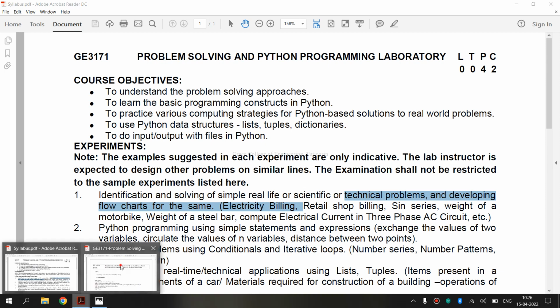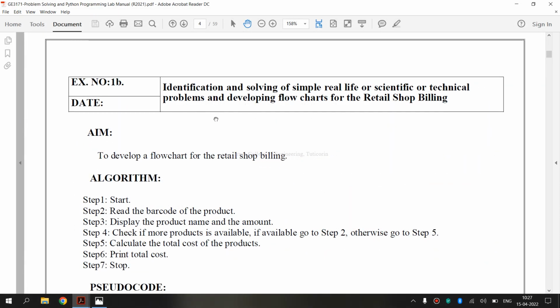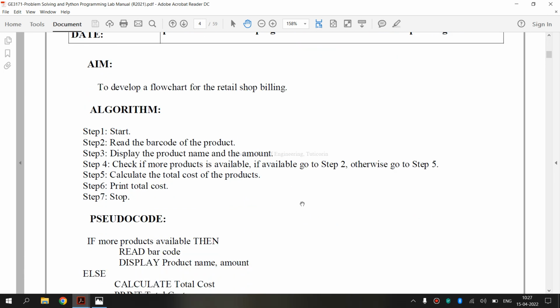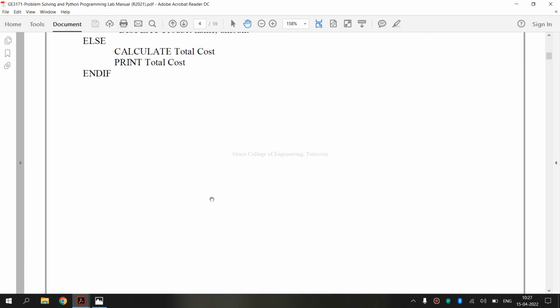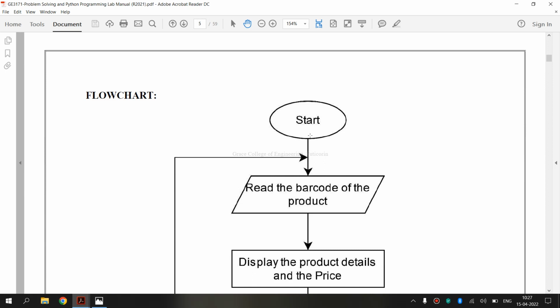Now let's see the lab manual for exercise number 1b. This is the lab manual. Aim is the algorithm. This is the pseudocode and it is the flowchart. Flowchart. This is where we are starting it.